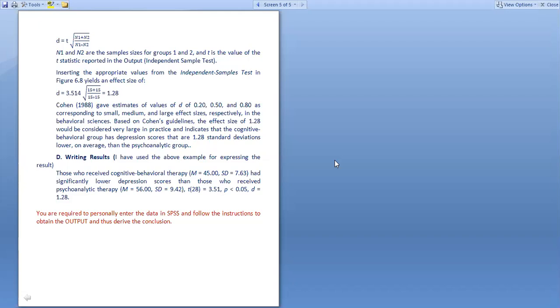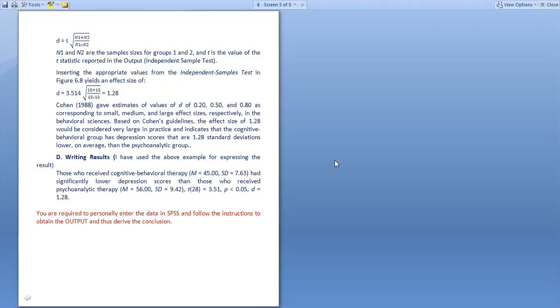D is equal to the T value, that is to be multiplied with under root, and in the numerator we have got n1 plus n2, and in the denominator we have got n1 into n2. So the T value we know is 3.514, so that T value is already known to us, and the values of n1 and n2 are again known to us, 15 plus 15, so that's 30 upon 15 times 15, 225. So 30 divided by 225, under root of that multiplied by 3.514, and the answer is 1.28.